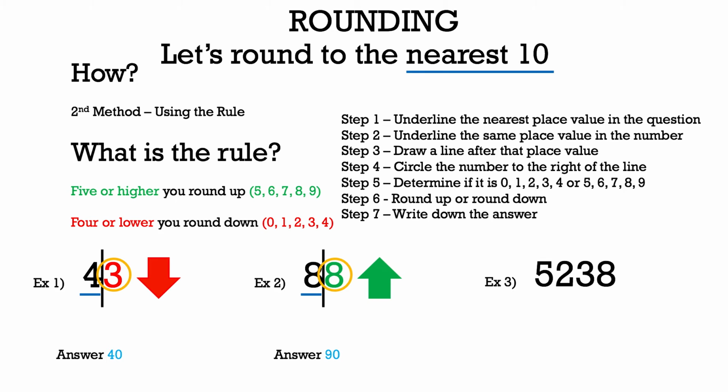Now let's take a look with a number that has more than 2 digits. So we have this one, 5,238. Same thing, we underline the 3. Why the 3? Because it is the tens place value. Next, we draw the line. Next, we circle the 8. Since 8 is a 5 or higher, we make that green, and we go up. And my answer is 5,240. Okay, now it is your turn.